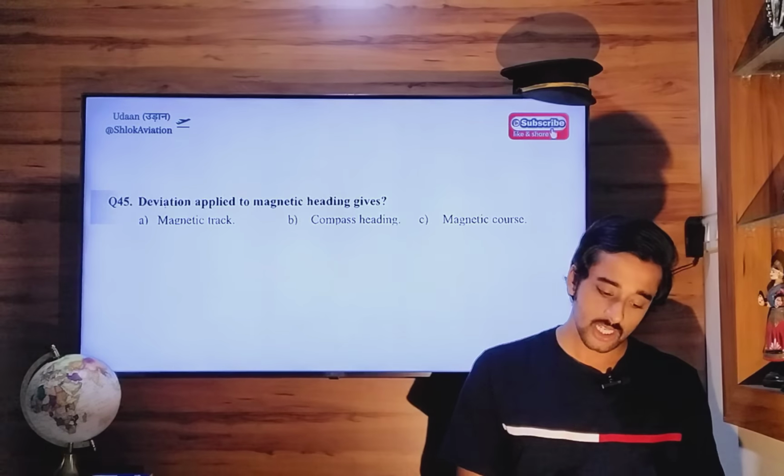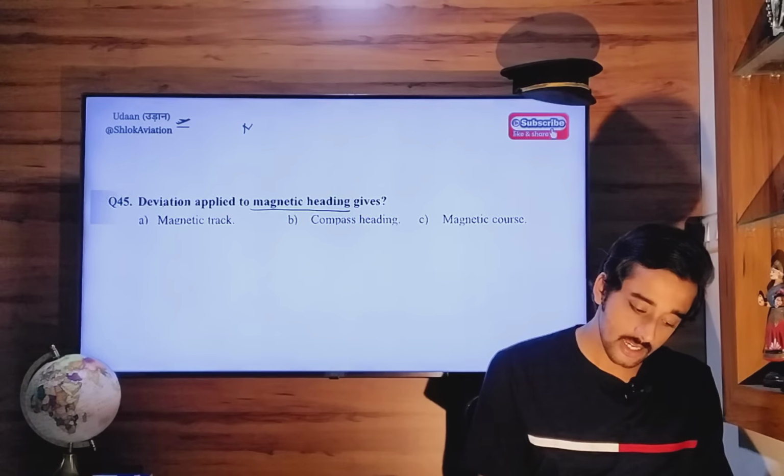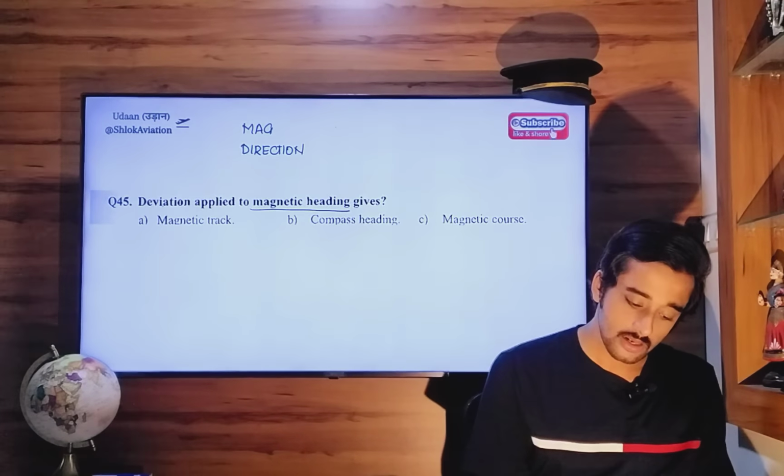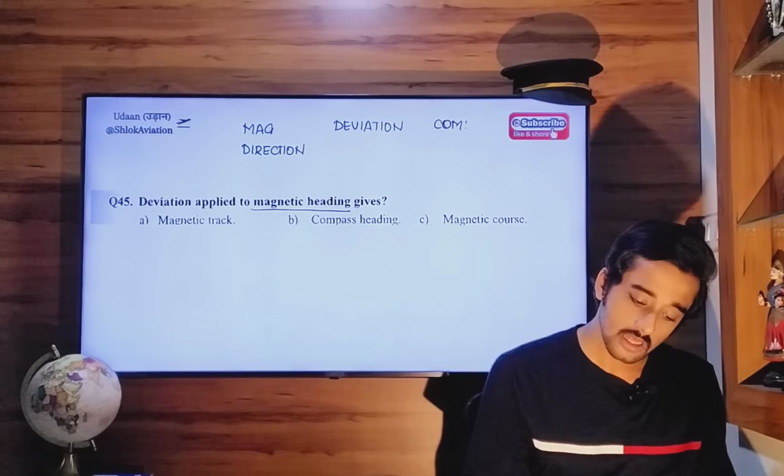45. Deviation applied to magnetic heading gives what? So magnetic direction and deviation will give rise to compass direction.